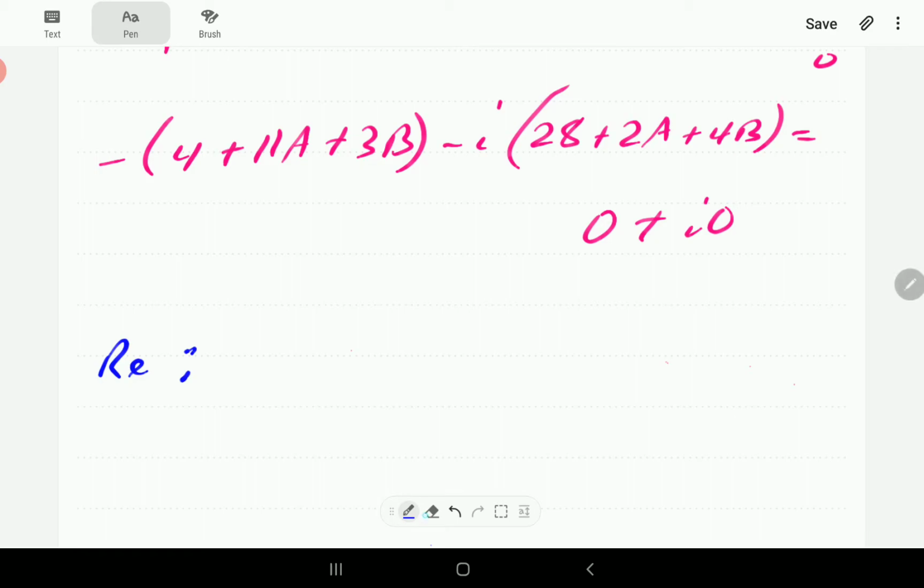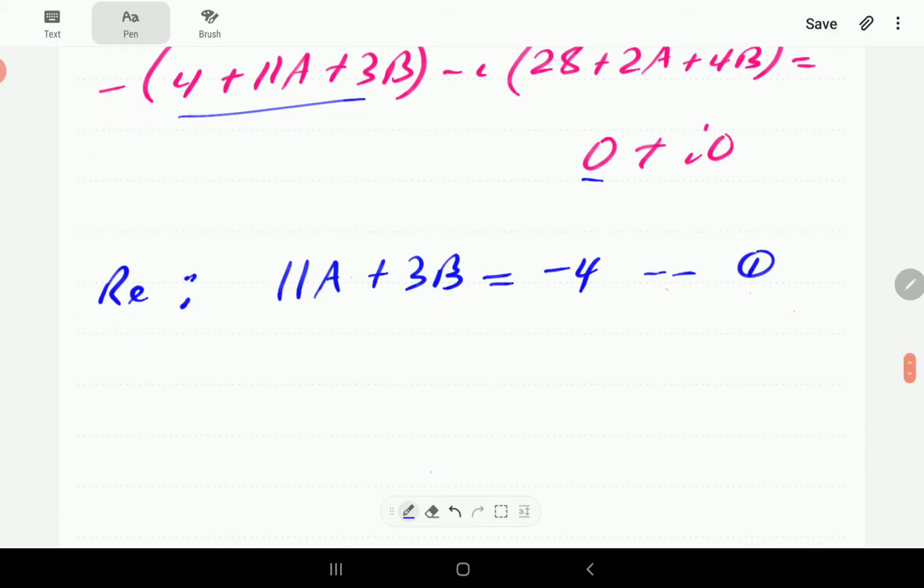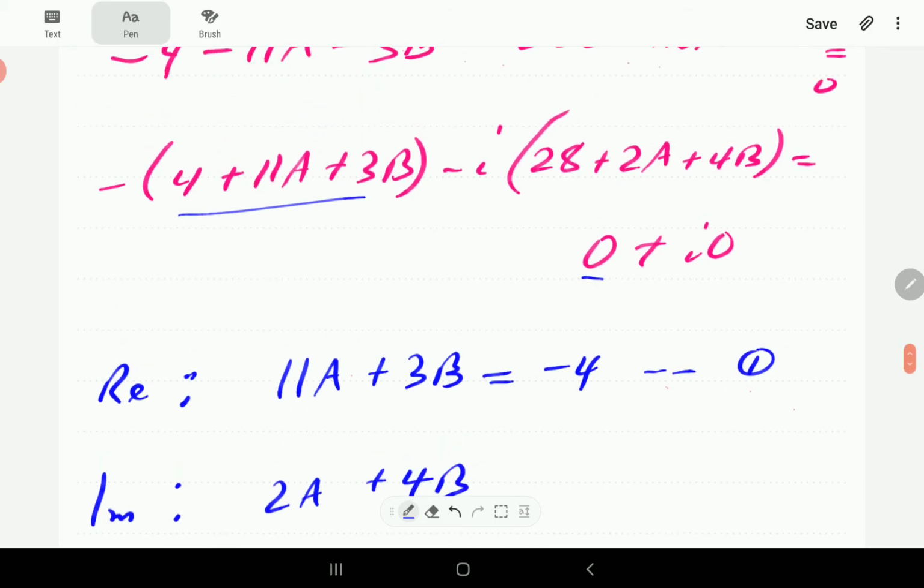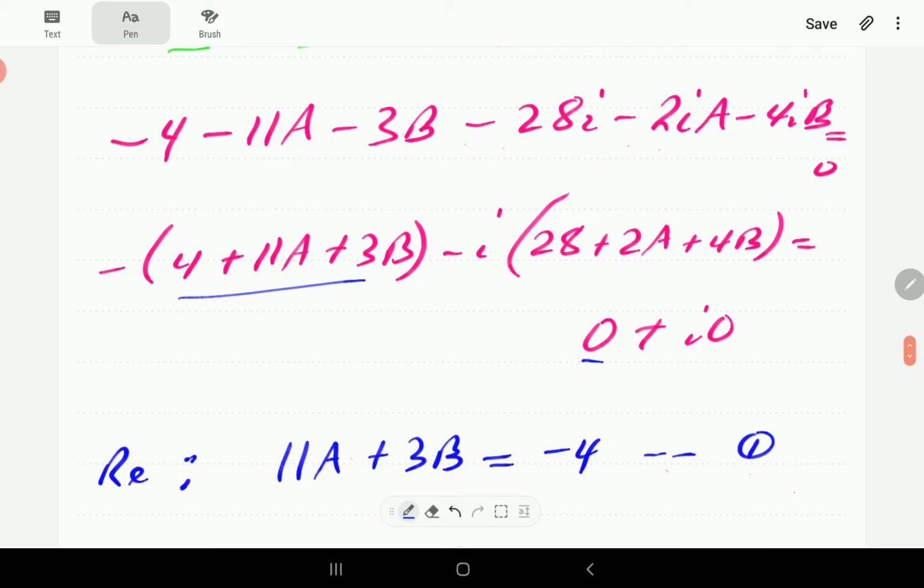So that means this term here must be equal to 0. If we equate that term to 0, we get 11a plus 3b is equal to negative 4, because this must match with that. So let's call this equation 1. Then we do the same thing with the imaginary terms. In that case, we are going to get 2a plus 4b, looks like we made a slight error here.